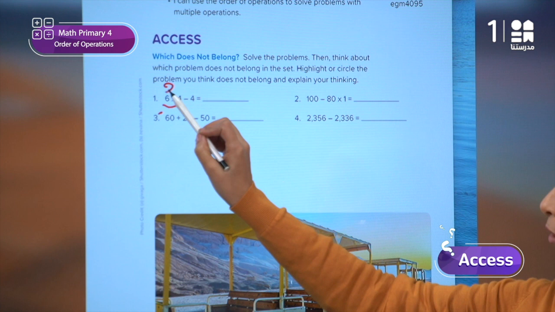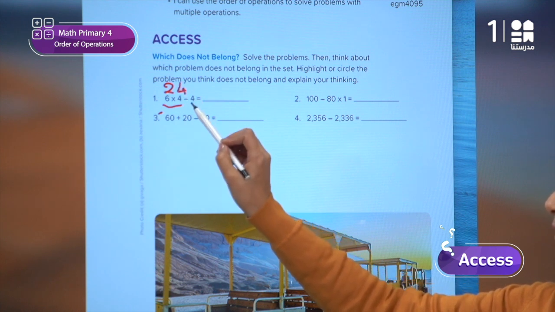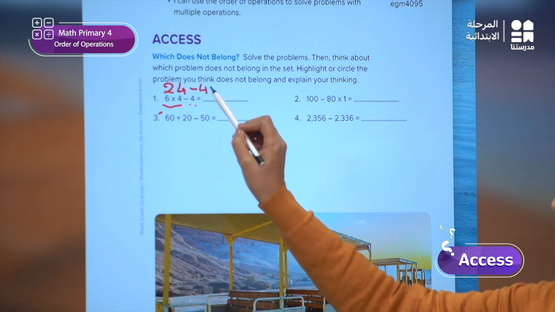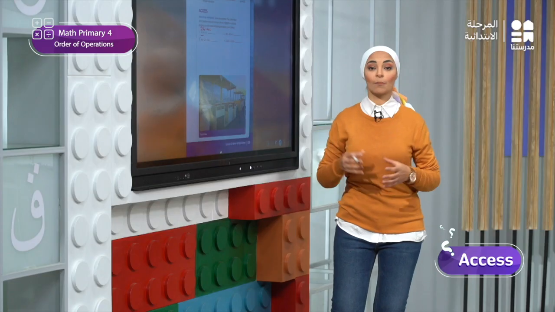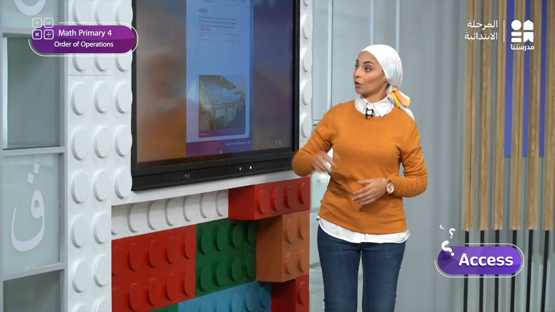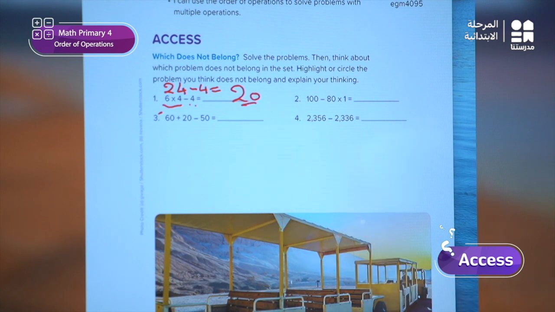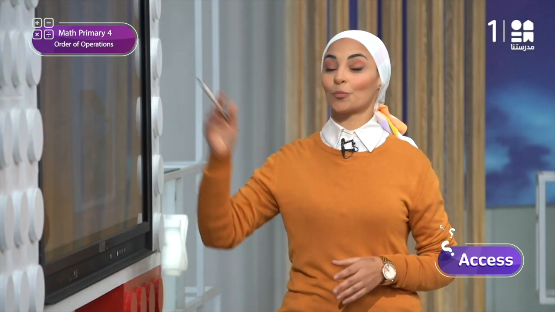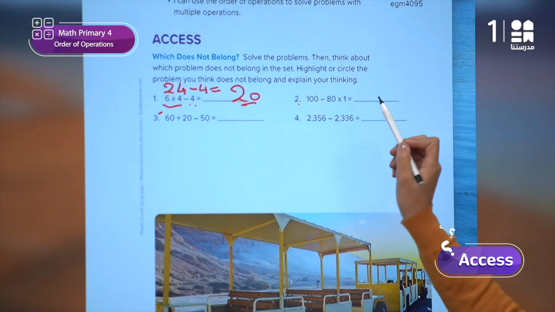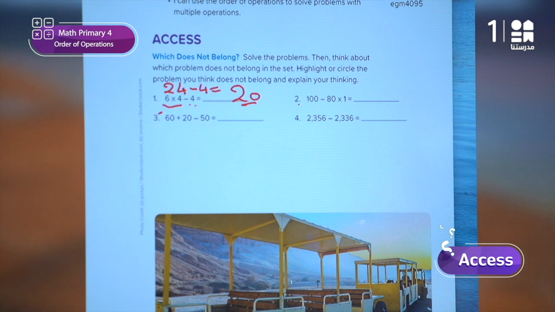So here my equation is 24, and then subtract the 4 from 24. 24 minus 4 equals what? 24 minus 4 gives me 20, so 20 is my answer. Now let's move to problem number 2. Problem number 2 says 100 minus 80 times 1 equals what?